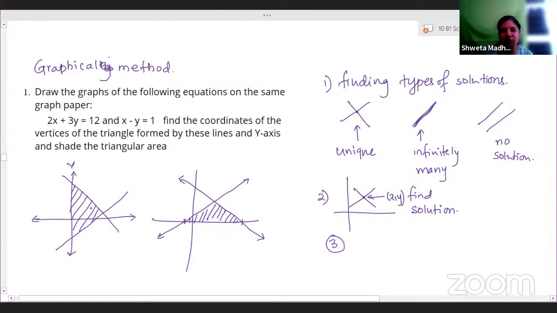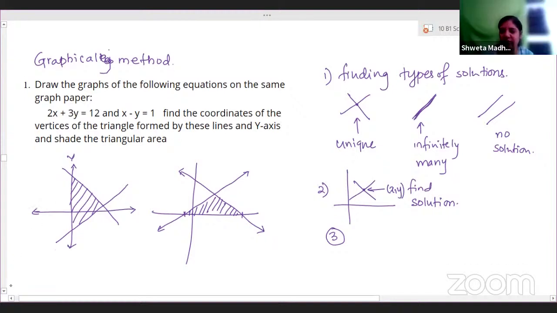So these are the different types of questions that can be asked on the graph. Only shading, that's all? Yes, these types of questions only for graphs. So you have to draw the graph of the given equations, and according to the question, you have to check whether you have to find the solution, or whether you have to shade the region and find the area.